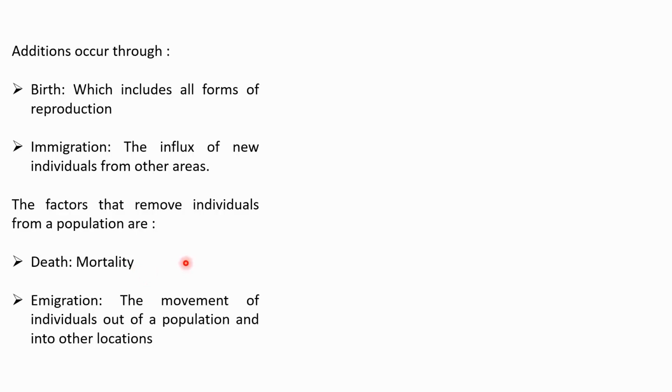The second is emigration, which is the opposite of immigration. Immigration, on the one hand, involves the influx of individuals from a new area to the population about which we are talking. Emigration, on the other hand, is a movement of individuals out of the population into other locations.